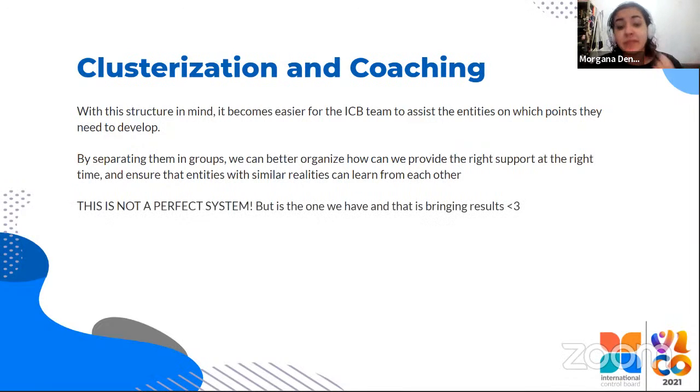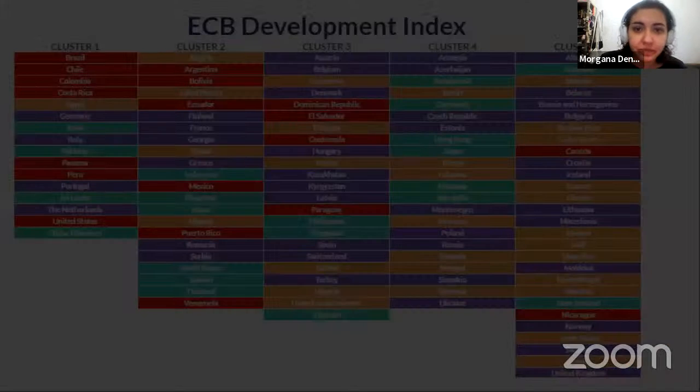And as I said, something very important to say is that this is not a perfect system. It's an always evolving system. Every year, every generation is going to have some issues that are tackled and some other issues that arise. Right now, this is the one that we have, and it's bringing results. But that doesn't mean that we're going to stick with this one forever. We are always going to keep it evolving.